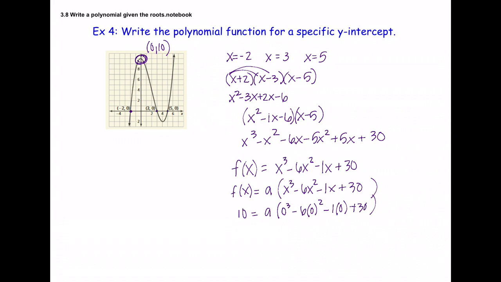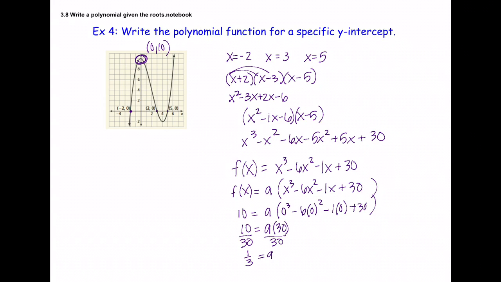So when we cube 0, it's 0. When we square 0, it's 0. 0 times negative 6 is 0. 0 times negative 1 is 0. So we're left with a times 30 is equal to 10. Divide by our 30, and we get a is equal to 1/3.